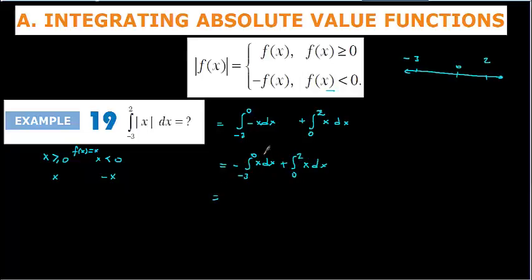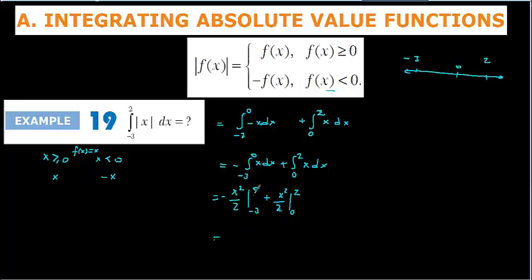Okay, let's find the antiderivative of x from minus 3 to 0. Here the power is 1, so it's going to be equal to x squared over 2. Minus x squared over 2 from minus 3 to 0, and here plus. Actually, we should write the same function, x squared over 2 from 0 to 2. This is minus x squared over 2, this is plus x squared over 2.